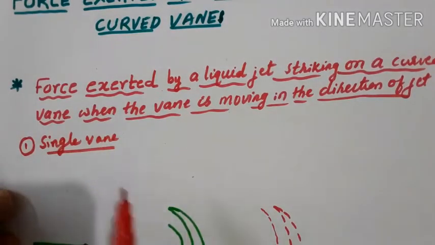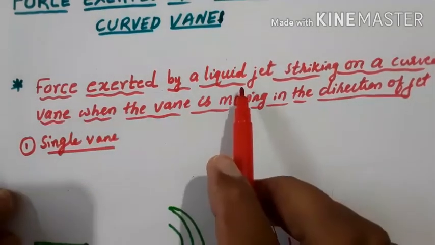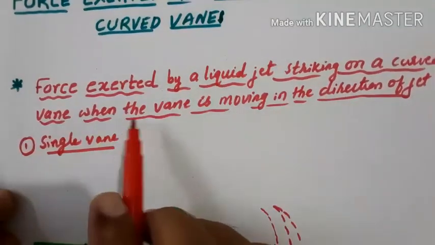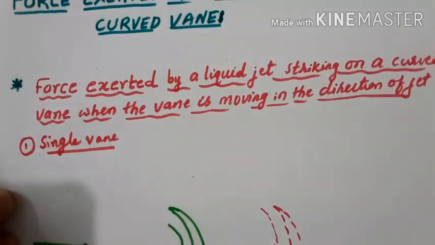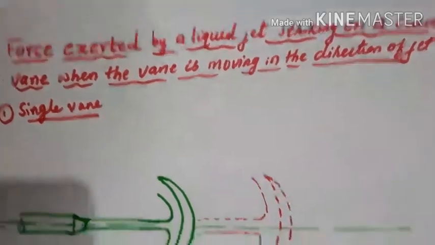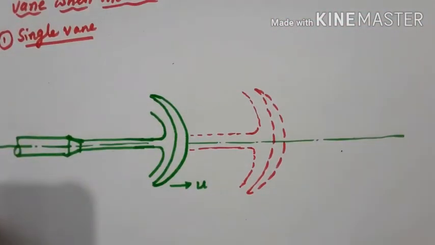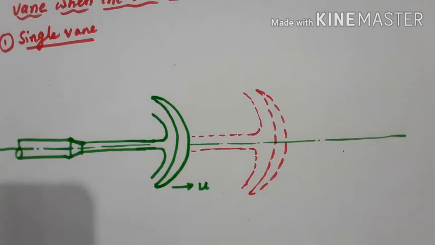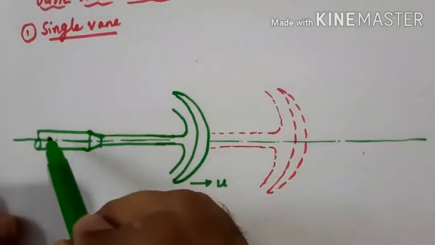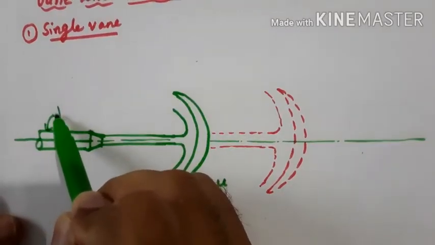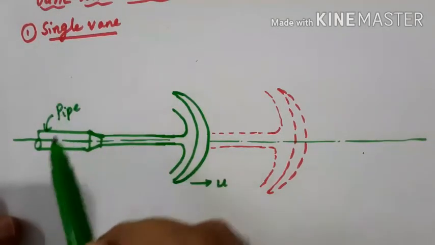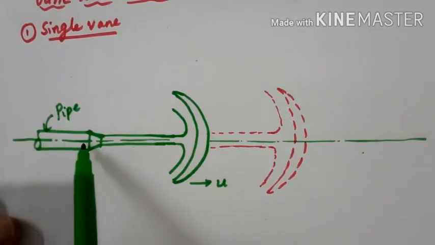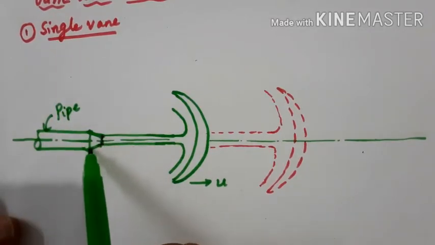Single vane. Force exerted by a liquid jet striking on a curved vane when the vane is moving in the direction of the jet. Let us consider a liquid jet striking the vane. This is a pipe. Through this pipe, a liquid is coming, and at the end of the pipe, a nozzle is fitted.